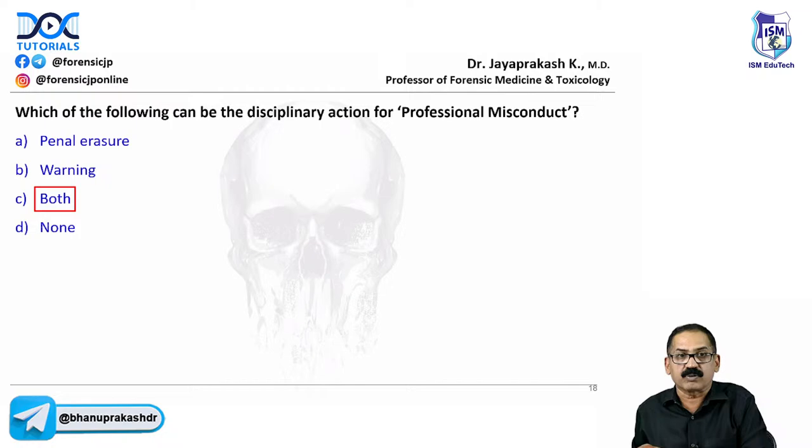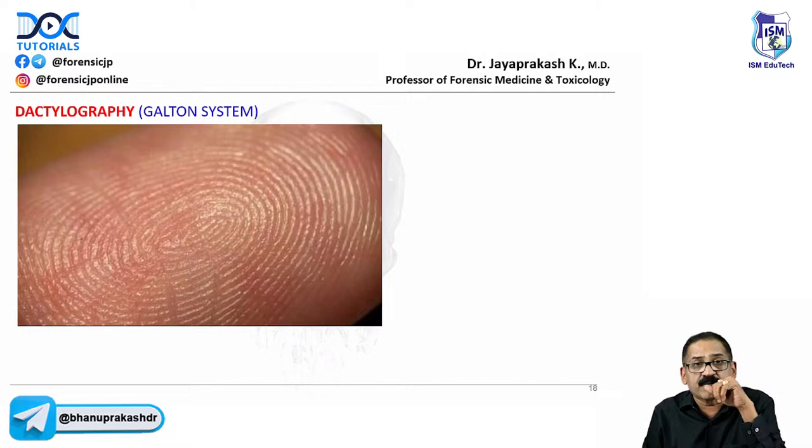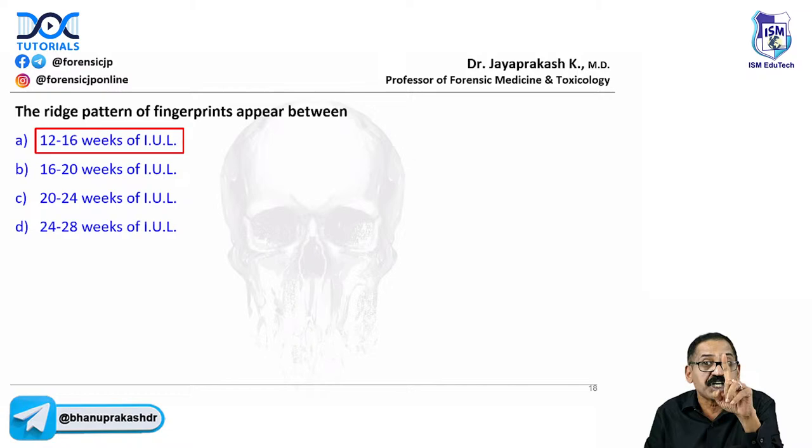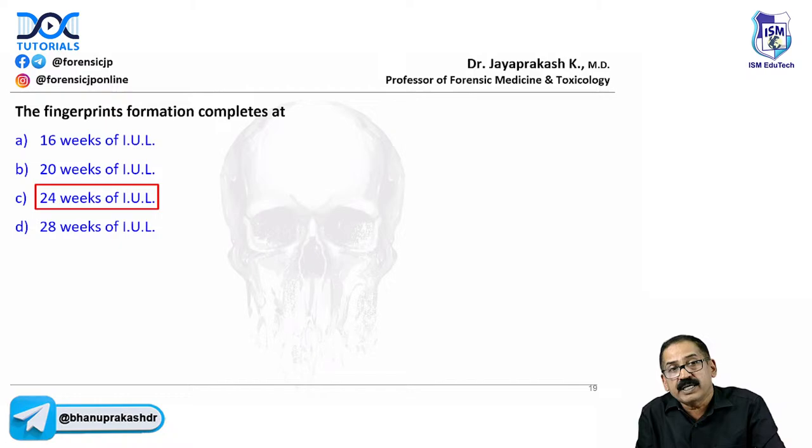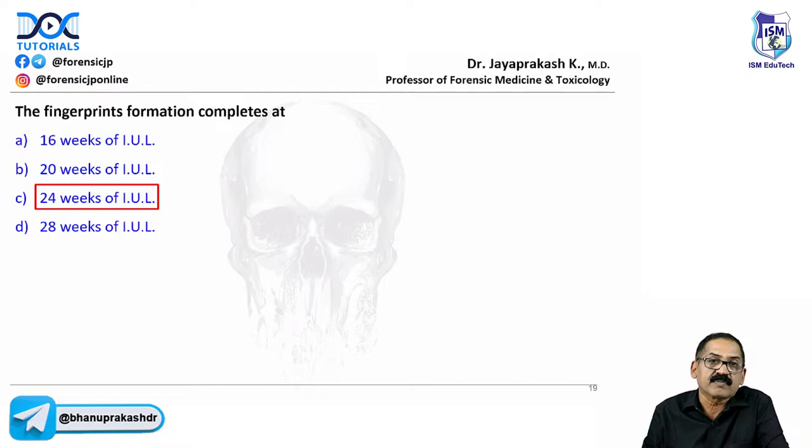Dactylography, that is one very, very important question. Dactylography is the best method of identification as of today, also known as the Galton system. The ridge pattern appears at 12 to 16 weeks of intrauterine life, and the formation completes by 24 weeks of intrauterine life. That is regarding fingerprint. One important question.